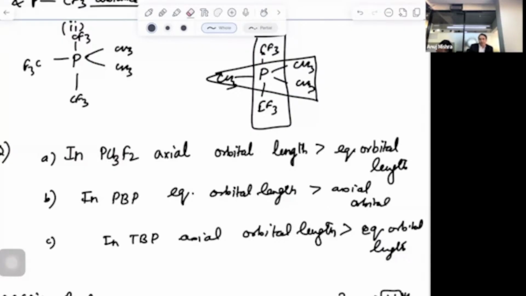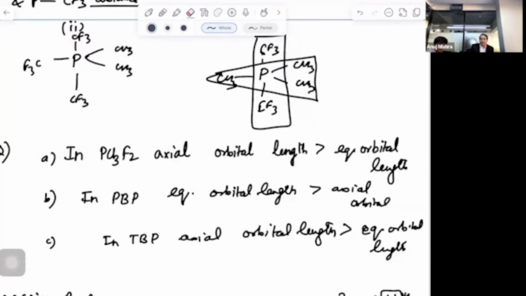Option A. In PBP, pentagonal bipyramidal, equatorial orbital length is more than axial orbital length. When I say orbital length, axial and all, take it as a bond length. Simply, right? Orbital length is basically bond length.